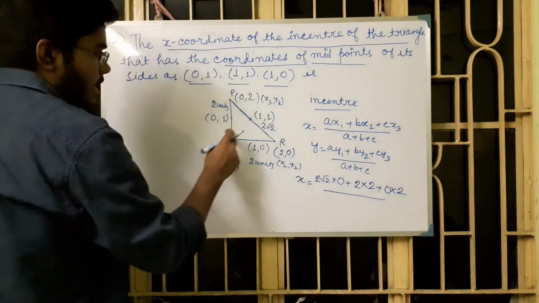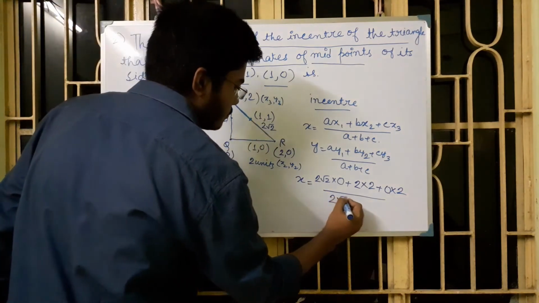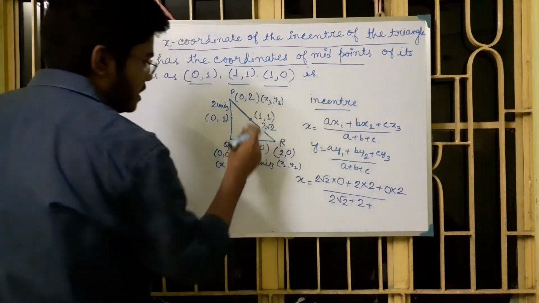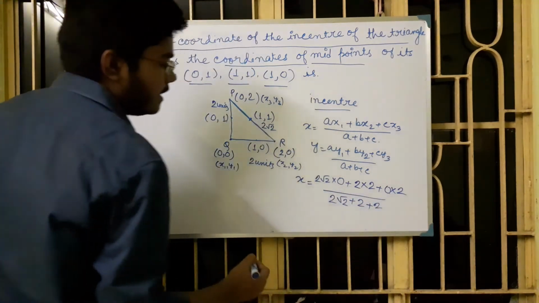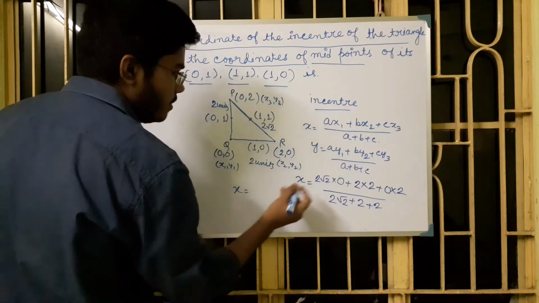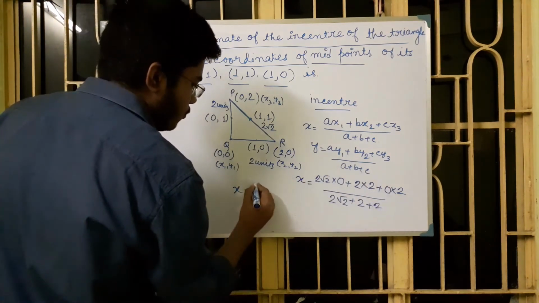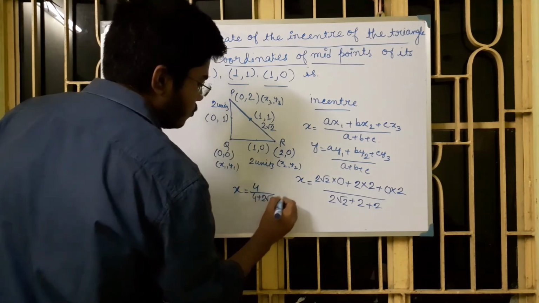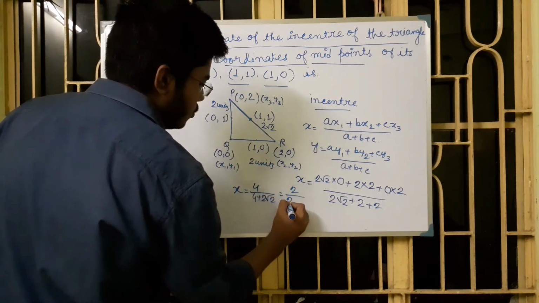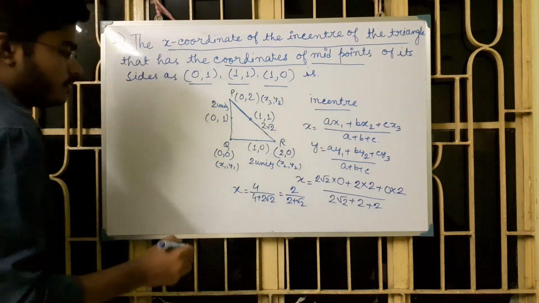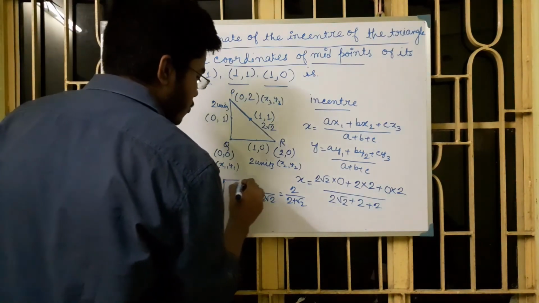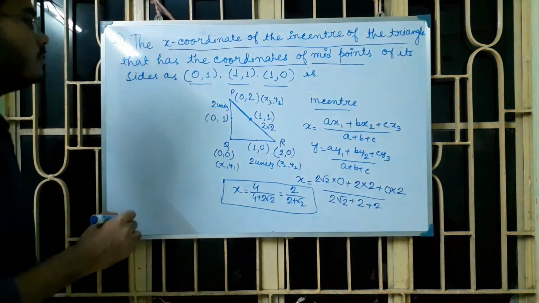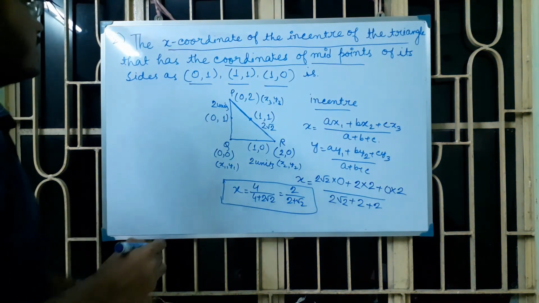a is 2 root 2, b is 2, c is 2. That means the x coordinate will be 0 plus 4 plus 0, that means 4 upon 2 plus 2 plus 2 root 2, which is 4 upon 4 plus 2 root 2, that means 2 by 2 plus root 2. This is the x coordinate of the incenter of the triangle.